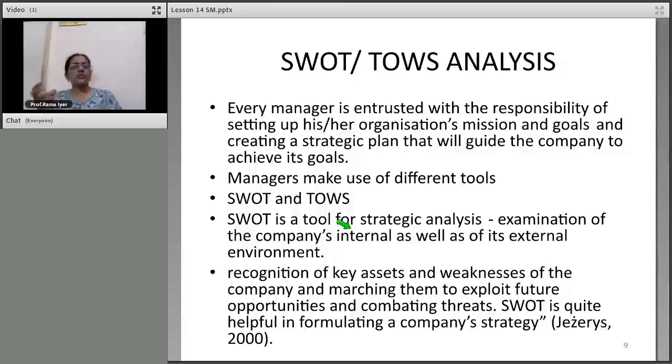So there are lots of tools, out of which the most often used is your SWOT and TOWS analysis. It's very simple. SWOT will tell you S is for strengths, W for weaknesses, O for opportunities and T for threats. Strengths and weaknesses are basically internal strengths and internal weaknesses. What happens within the organization? How good is our organization, how bad it is. All those details you analyze.